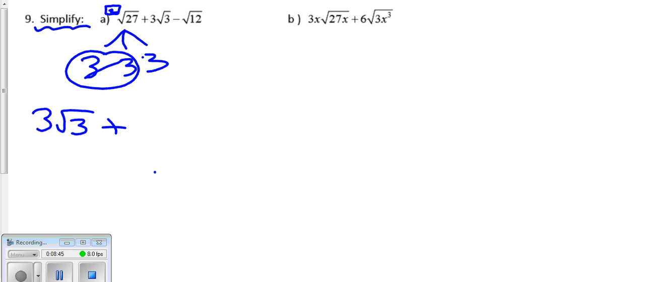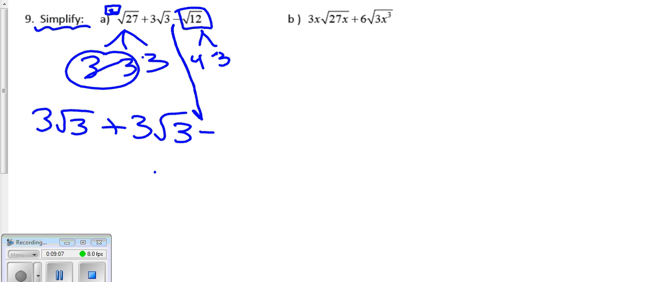So now we have 3 times the square root of 3 plus 3 times the square root of 3 minus, and then we're going to have to simplify this one. Okay, so 12, our factors are going to be 4 and 3. So remember, this negative stays outside of the radical. So just leave the minus sign there, and don't forget to bring it down.